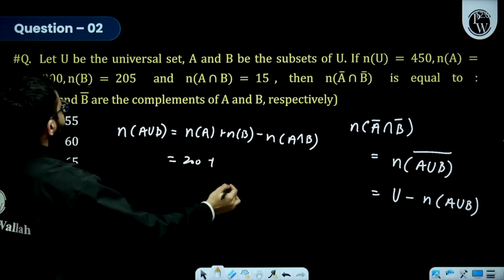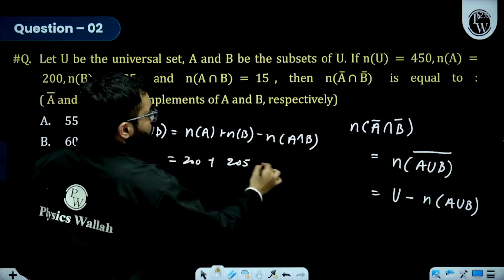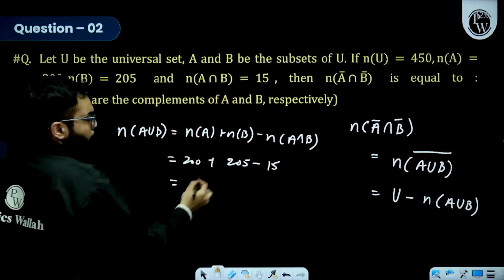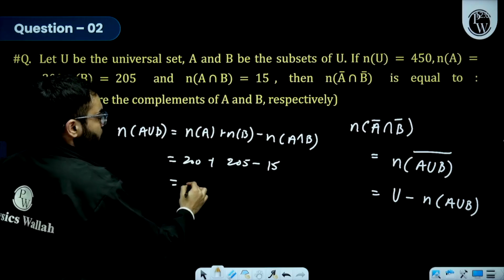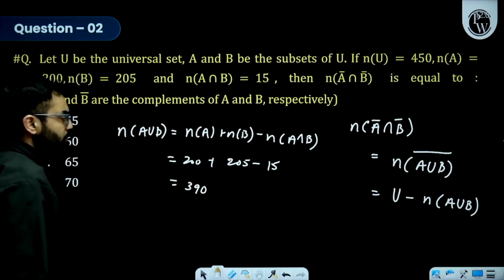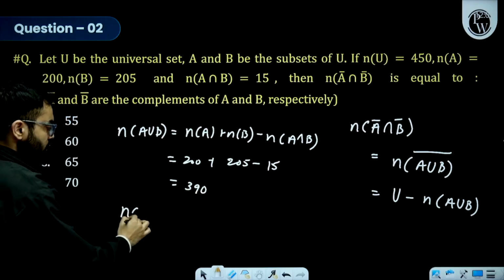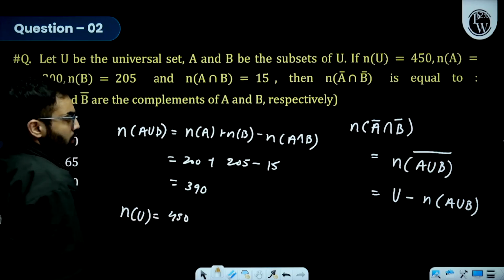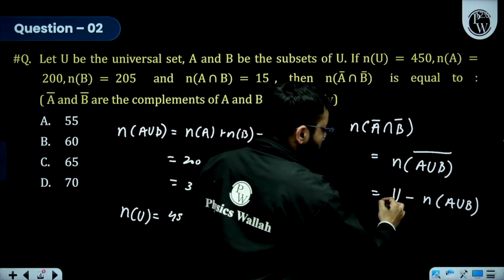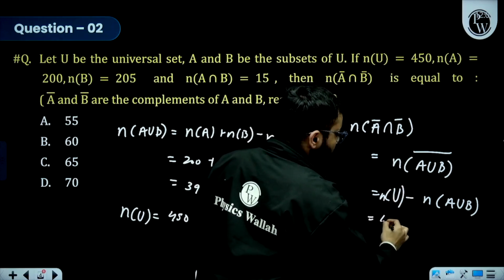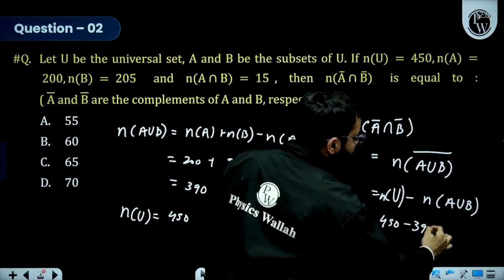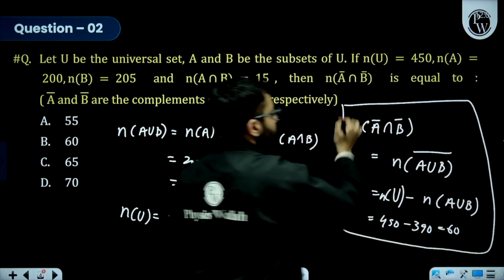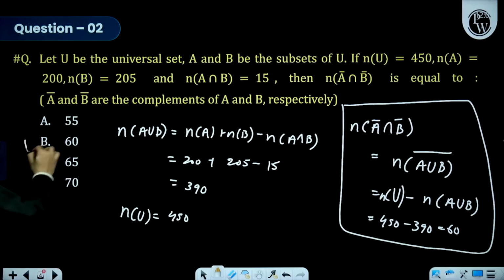The number of elements in set A is given to us as 200, the number of elements in set B is given as 205, and in A intersection B it is 15. So 405 minus 15 results in 390. The universal set had 450 elements in it, so substituting the values, it is 450 minus 390, which is 60. Hence the right answer is option B, 60.